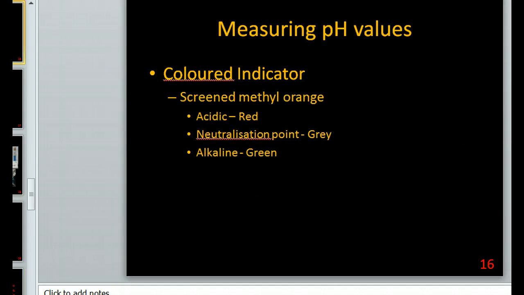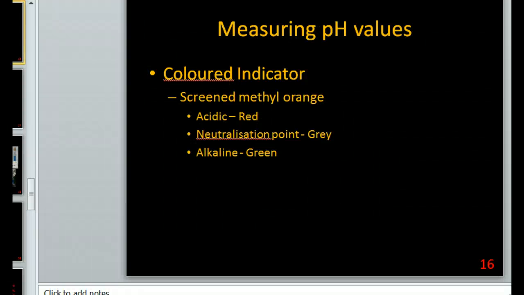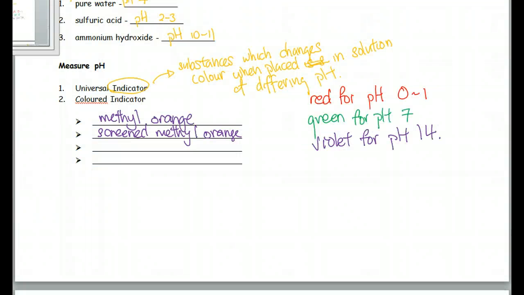The next example that we're going to look at is the screened methyl orange. So let's write it down. Screened methyl orange. You can see here, I wrote here acidic, it is red in color. When it's neutral, on neutralization point, it will turn gray. And when it's alkaline, it will turn green. So this is your screened methyl orange. I couldn't find it online anywhere for the pictures, so in the end, I had to write it out in words. We have two more examples here.